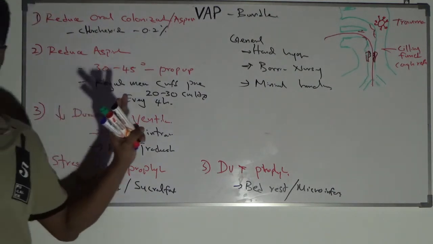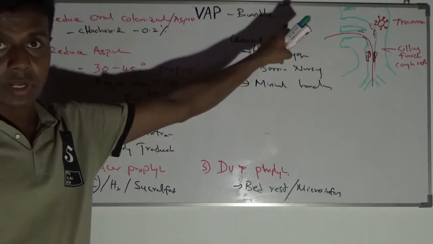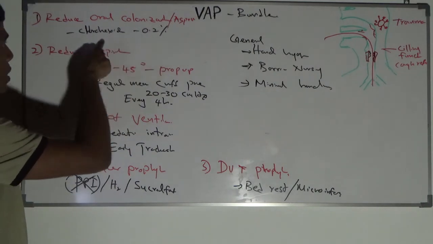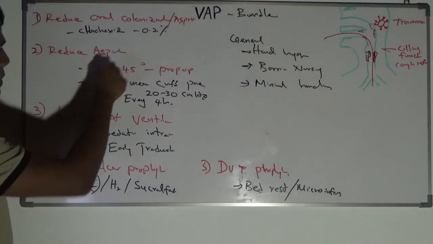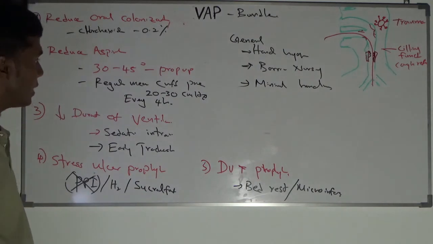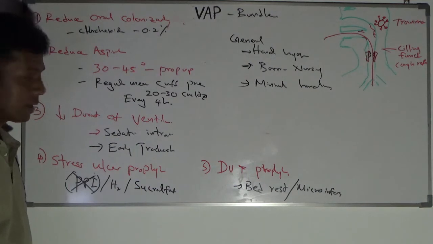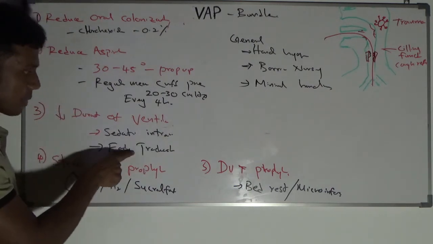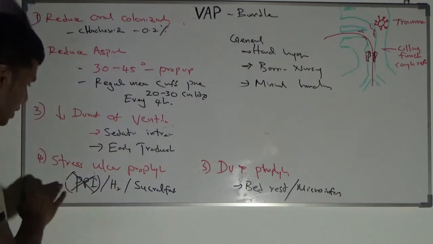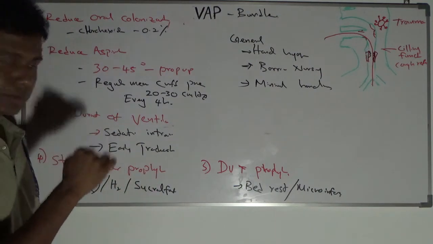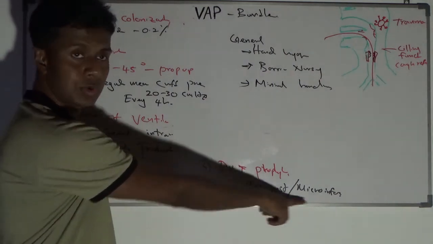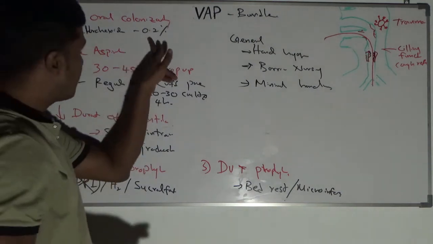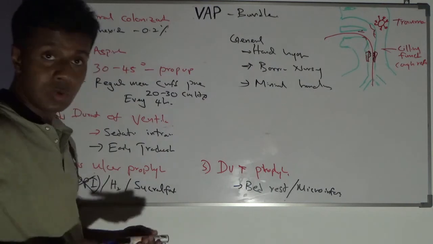So those are the measures you have to practice in the ventilator-associated pneumonia prevention care bundle. We will see it again rapidly. To reduce the oral colonization, you can use chlorhexidine 0.2%, and to reduce the aspiration, you have to prop up 30 to 45 degrees and regularly measure the cuff pressure. It should be somewhere around 20 to 30, measured every 4 hours. To reduce the duration of ventilation, you have to check the daily sedation interval, and plan early tracheostomy in case of prolonged ventilation. For stress ulcer prophylaxis, H2 receptor blockers and sucralfate are better than proton pump inhibitors. DVT prophylaxis is also important. The chlorhexidine mouthwash to reduce the oral colonization was found to be effective only in patients who underwent cardiac surgery.